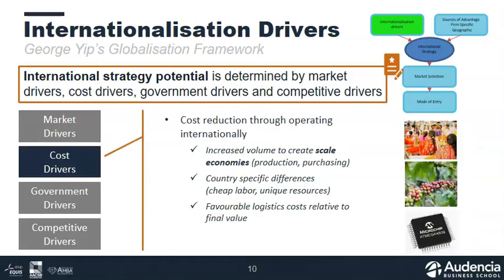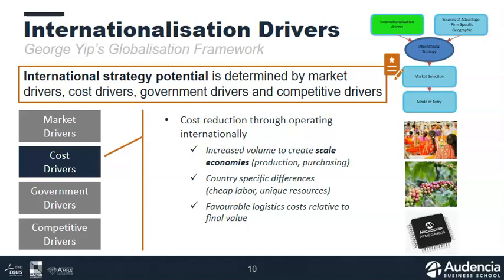The second factor that's a driver is cost drivers. By operating internationally, we can potentially achieve significant economies of scale. We've spoken about economies of scale in the past, and we've seen that they exist when I'm producing in large numbers. If I can produce for an international audience and produce internationally, then I'm increasing my scale and increasing the opportunity for cost savings.